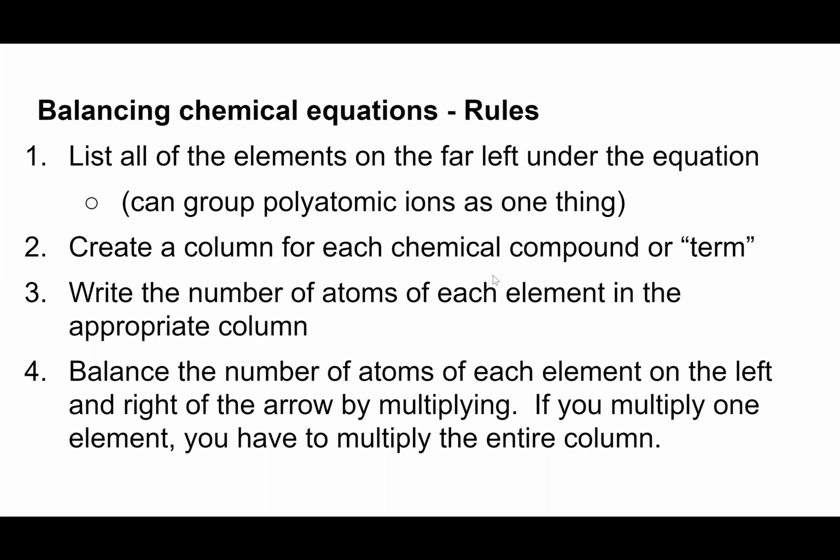Create a column for each chemical compound or term in the chemical equation. Then write the number of atoms of each element in the appropriate column. Balance the number of atoms of each element on the left and right of the arrow by multiplying. You can only multiply. If you multiply one element, you have to multiply the whole column by the same number. Those are the rules. Then once you do that, I like to double check that I'm balanced. And then you write the number at the top into the equation. And there you'll have the balanced chemical equation.